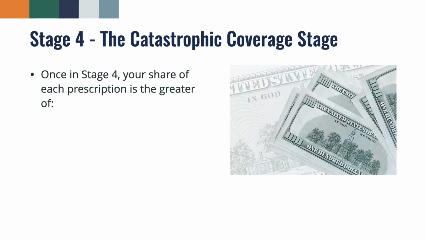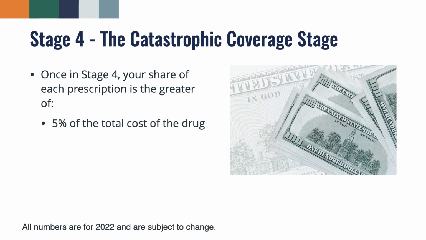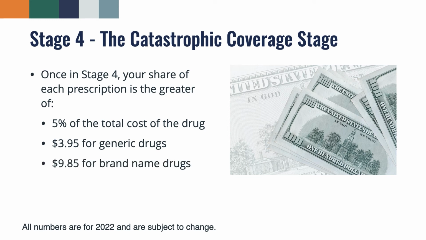Because I have recorded a separate video to explain the donut hole, I will skip that now and move on to the catastrophic stage. In the catastrophic stage, your share of each prescription will be the greater of 5% of the total cost of the drug, or $3.95 for generic drugs and $9.85 for brand name drugs. Very few seniors enter the catastrophic stage. If you do, this stage will end on December 31st, and you will return to Stage 1 on January 1st.